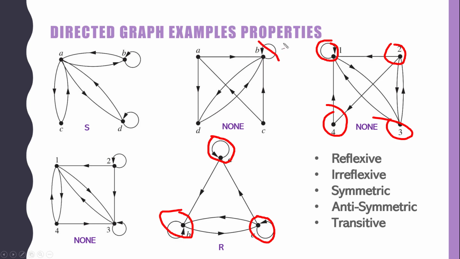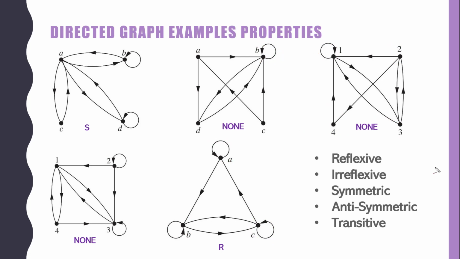So if this loop were not here, for example, and none of them were looped, then this actually would be irreflexive. At the moment, there are no examples of irreflexive on the screen here. But imagine if this B right here were not looped, then this top graph right here would be irreflexive. So reflexive is this one where they're all looping to each other, and irreflexive is where there are no loops to each other.